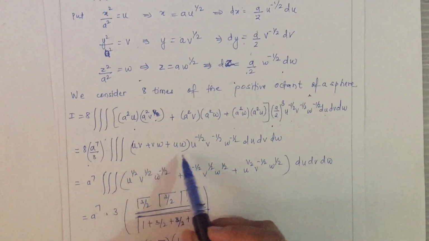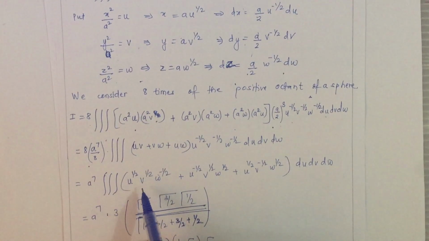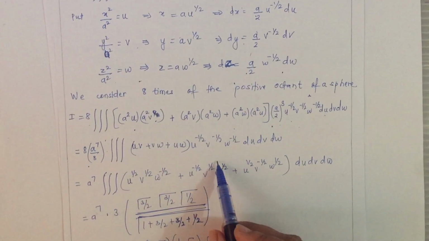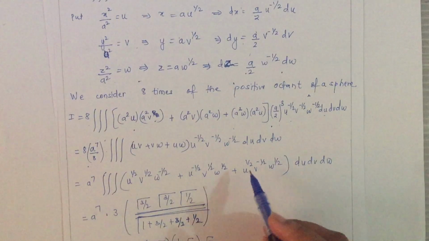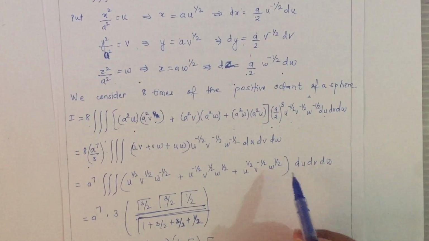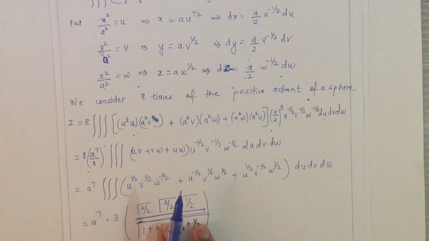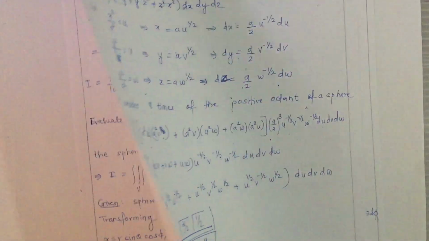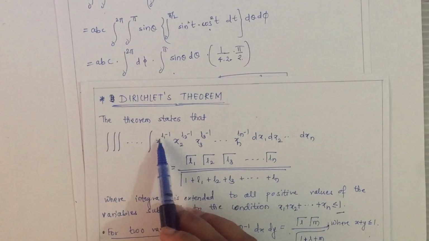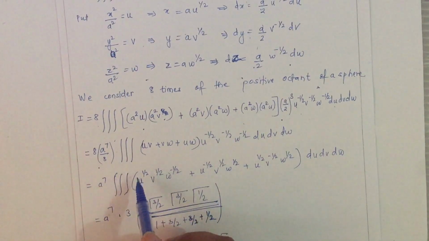Separately, if I multiply this, I get three terms: u to the power half, v to the power half, w to the power minus half; u to the power minus half, v to the power half, w to the power half; plus u to the power half, v to the power minus half, and w to the power half. Now I can compare this with our Dirichlet theorem statement. What does the theorem statement say? Some term x1, x2, xn to the power some term minus 1. So can we express this? I can express this half as 3 by 2 minus 1.